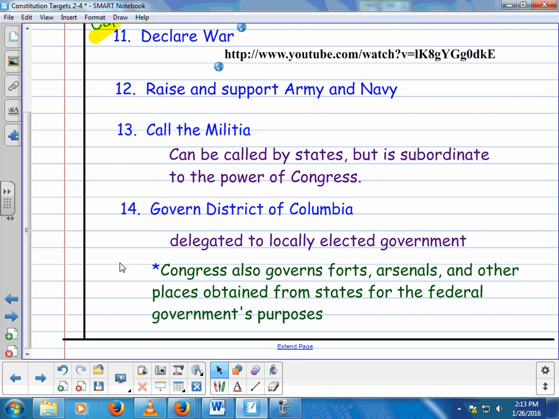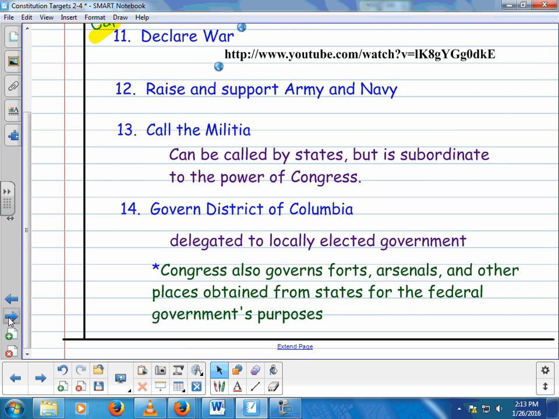This also permits Congress to govern forts, arsenals, and other places obtained from the states for federal government purposes. In other words, if the federal government feels they need areas, they can obtain those areas from the state. But areas also include things like national parks. For example, Yellowstone National Park is a federal park. These parks are then governed by the Congress.